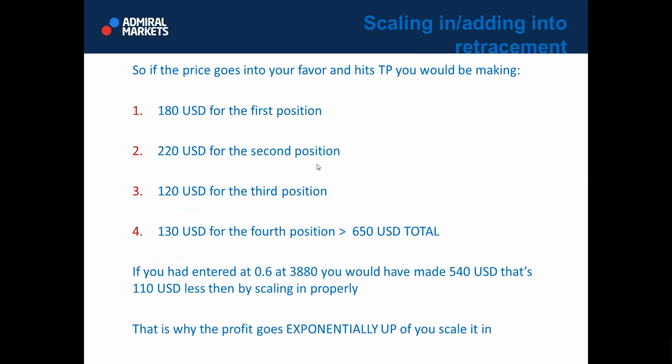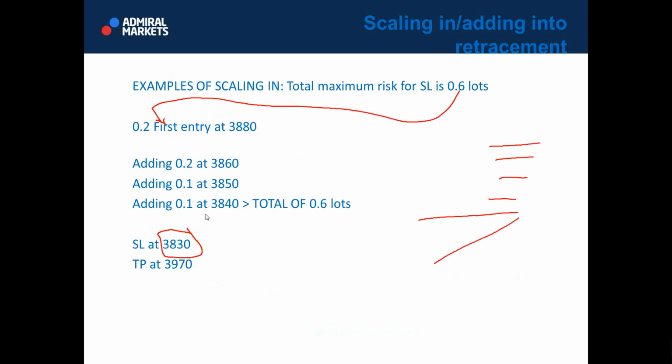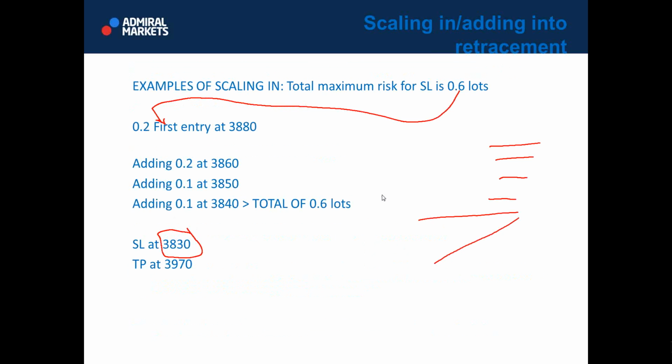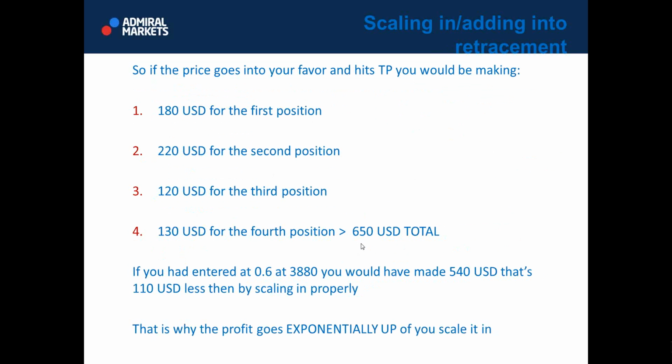What will happen if we hit the target price? If the price goes in your favor and hits TP, you would be making $180 for the first position, $220 for the second position, $120 for the third position, and $130 for the fourth position. If you sum it all up, you will get $650 total. So, divided entries, scaling in, proper scaling in, you would have got $650 total.